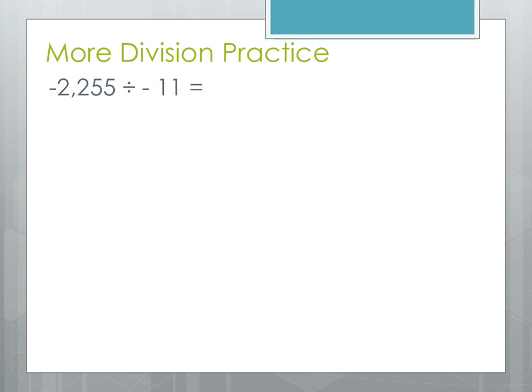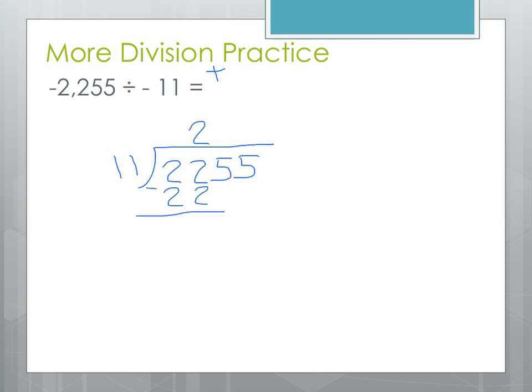Here's another division example. Then we'll start by placing the sign. A negative divided by a negative is going to be a positive. Let's not forget that. And then we'll start dividing. The number that we see first goes inside. Then 11 will go outside. And we can start dividing. 11 won't go into 2, but it'll go into 22 how many times? It'll go into 22 twice. And then 2 times 11 will be 22. And we subtract and we get 0.